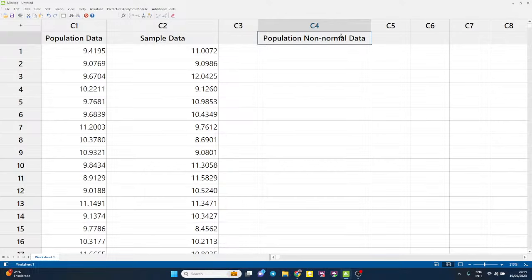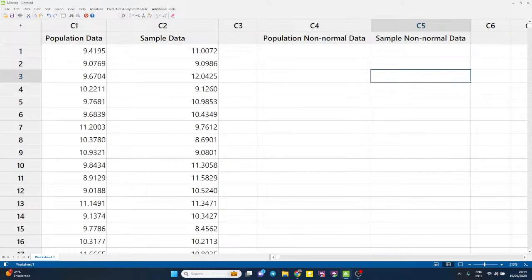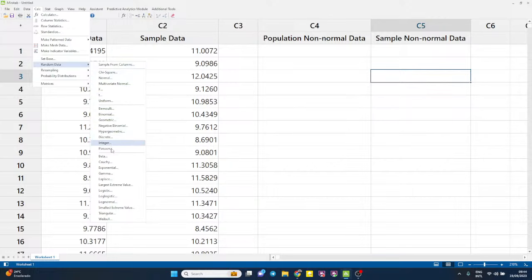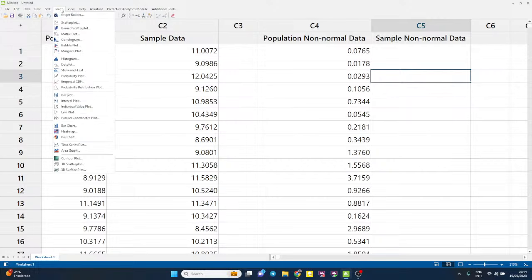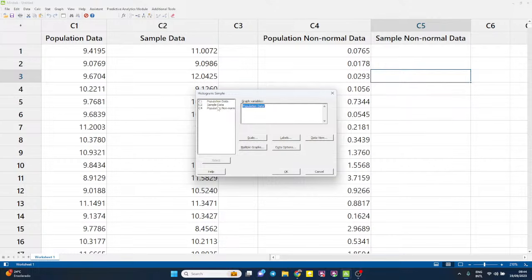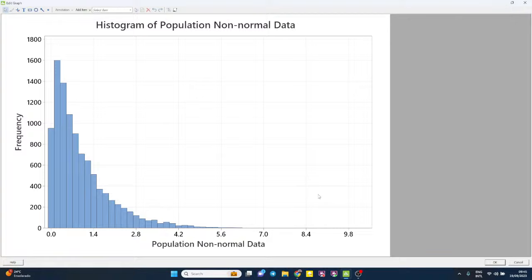Yeah, and then let's take here a sample with non-normal data. Let's put here Calc, Random Data, Exponential, 10,000 data points, population non-normal, yeah? And then we can easily see. Type yes if you understand that this is non-normal.